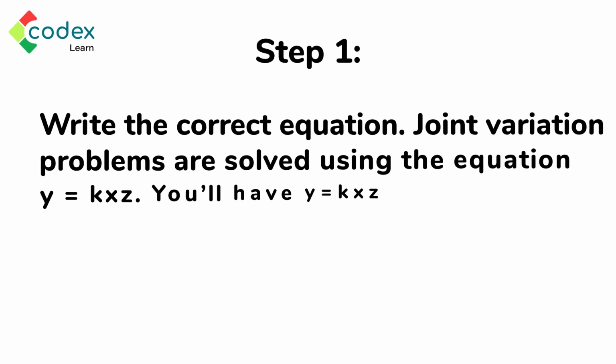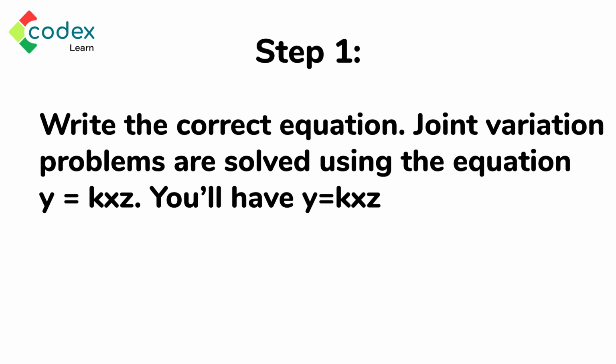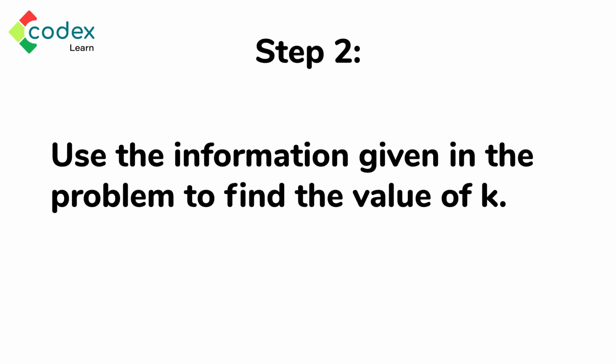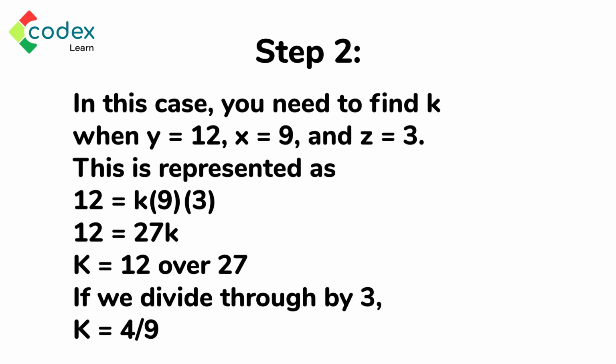Step 1. Write the correct equation. Joint variation problems are solved using the equation y equals kxz. You'll have y equals kxz. Step 2. Use the information given in the problem to find the value of k. In this case, you need to find k when y equals 12, x equals 9, and z equals 3. This is represented as 12 equals k multiplied by 9 in bracket multiplied by 3 in bracket. 12 equals 27k. k equals 12 over 27. If we divide through by 3, k equals 4 over 9.